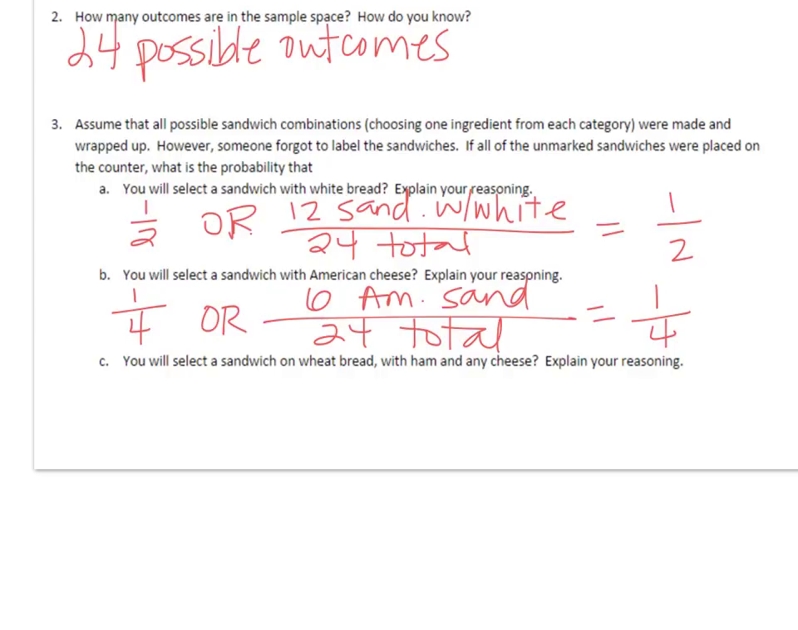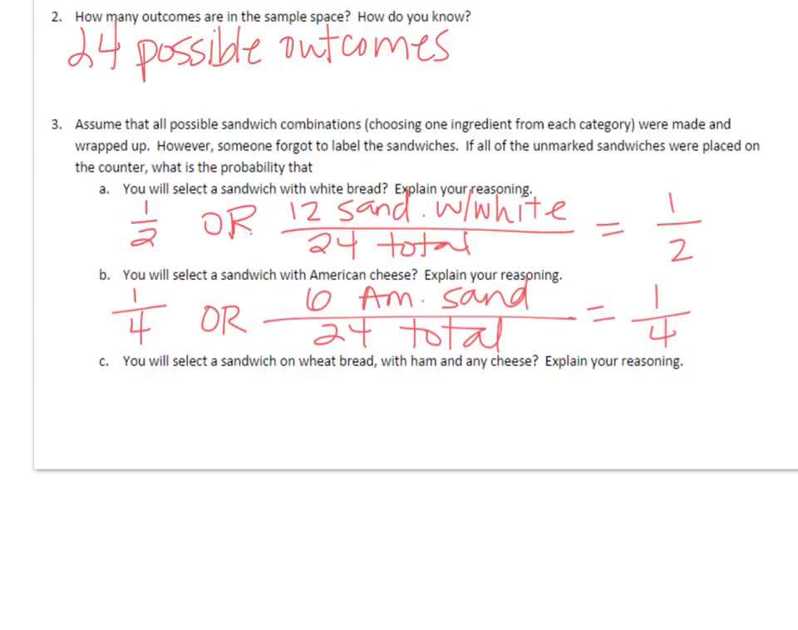Now's where we start getting interesting. I like when we get to compound probability. Compound probability is when you have more than one event occurring. And in this case, it says you will select a sandwich on wheat bread with ham and any cheese. Explain your reasoning. What you could do is go back to your tree diagram and look at the ones that have wheat, ham, and any cheese.